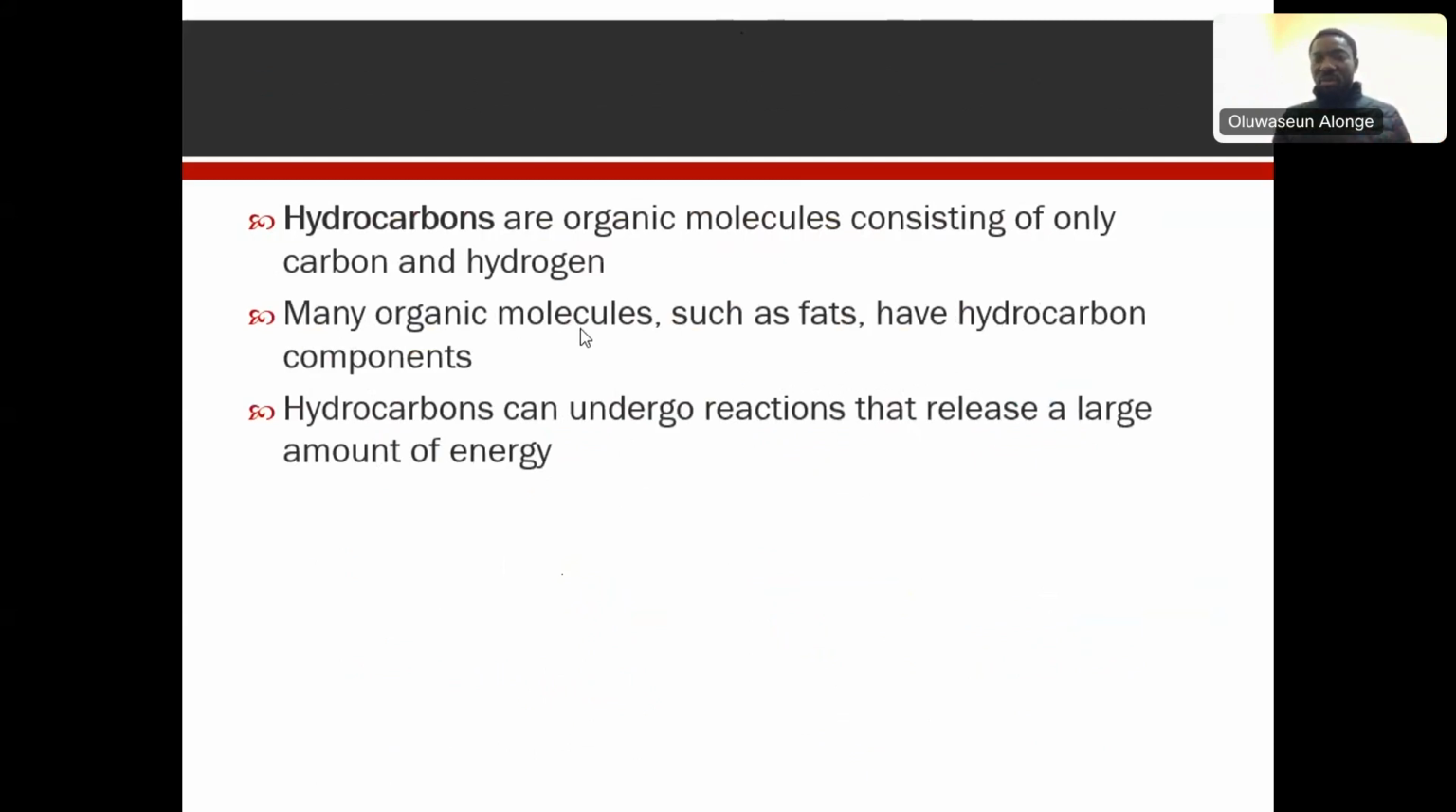For instance, some of those molecules, rather, you see they are not glucose, they are predominantly made up of carbon and hydrogen. So if you look at the octane that you put in your gas tank in your car, it's made up of carbon and hydrogen, and it's just C10H20, which is predominantly hydrogen and carbon. Hydrocarbons can undergo reactions that release large amounts of energy, and you can see that in the gas that you use for transportation.